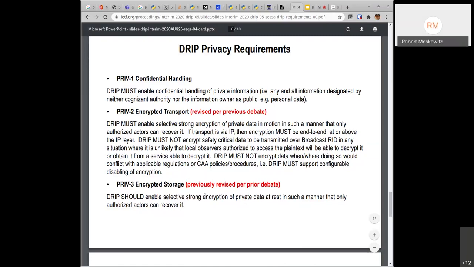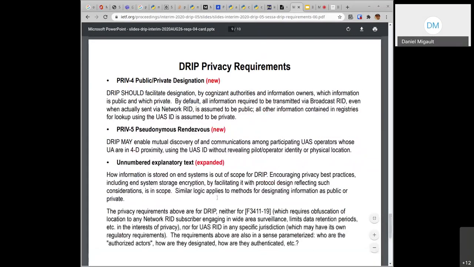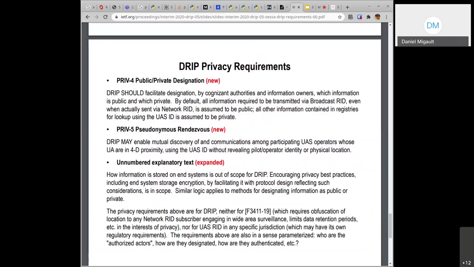I'm just wondering about the storage, if that's in scope of... but let's move on. Well, actually you'll find something about that in the explanatory text. On these slides, I've not bothered to present the explanatory text from any of the other requirements sections, but I have for the privacy requirements, which is where most of the debate has been.